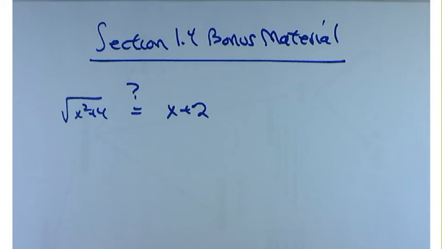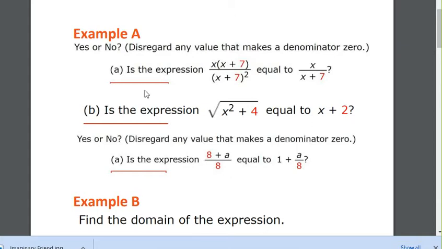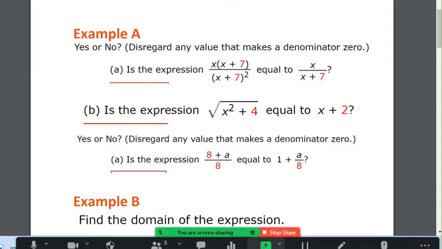Let's take a look at section 1.4, just some of the highlights from the homework that I want to emphasize, a couple things that maybe weren't in the video. So we'll start with this one, which in WebAssign is going to look like this. Number B here is the expression square root of x plus 4 equal to x plus 2? That's a great one. I like this one.